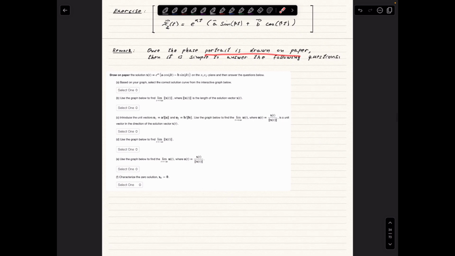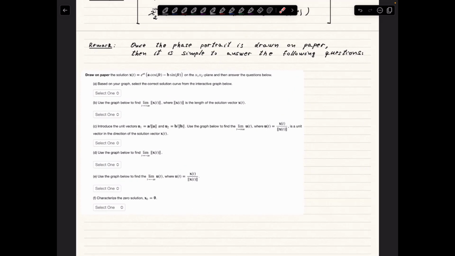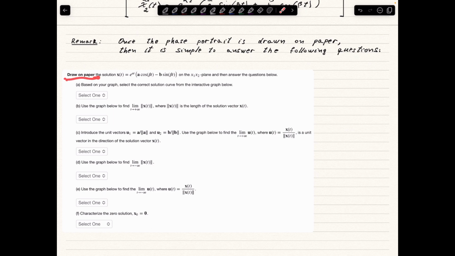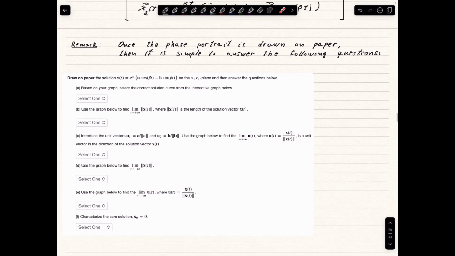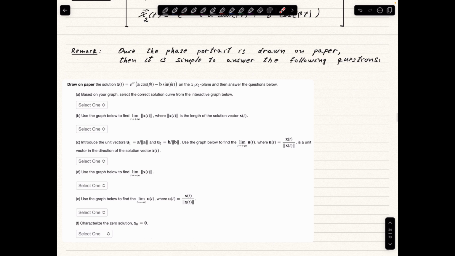And then once the phase portrait is done, it's very easy. Once this part is done, this is the solution we just drew, then it's very easy to answer these questions. We are going to do all that in the next video. So I think this is enough for today. Let's stop here. See you in the next video.